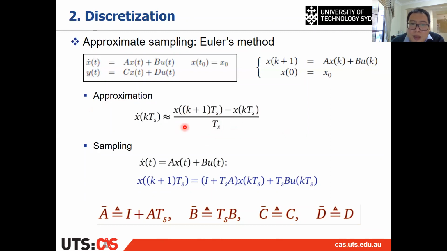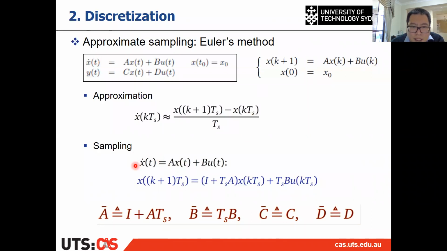But here we can't take the limit, so we make an approximation. Which means x dot is approximately equal to xk plus 1 minus xk divided by ts. Then you have x dot, right? So you replace x dot here by using this.